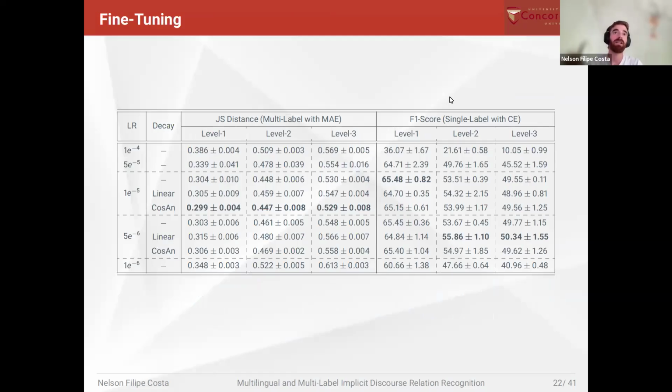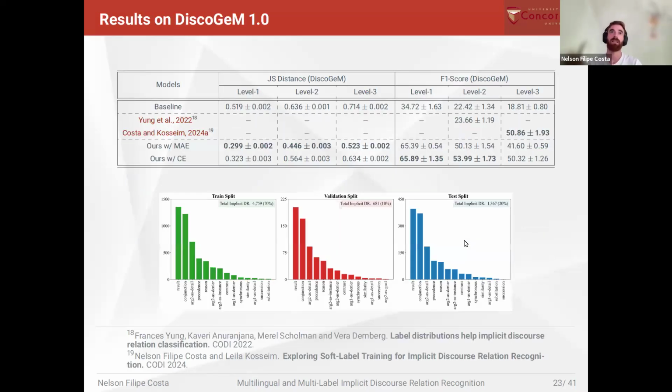And then with this in mind, we explored different learning rates and a few decay functions to fine-tune our models. And in the multi-label scenario with the mean absolute error, we found that the cosine annealing decay function, with a learning rate of 1 to the power of -5, led to the best results. And in the single label setting, we opted for the linear decay function with a learning rate of 5 to the power of -6 for the training of our model.